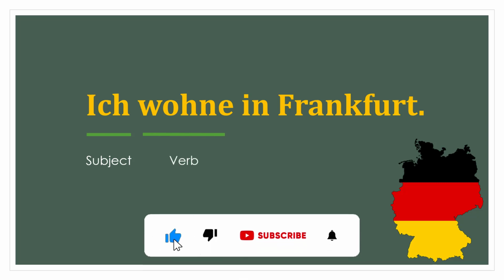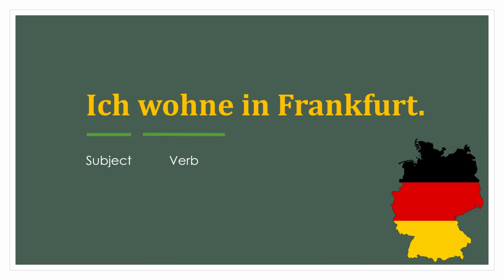A basic rule of sentence formation in German is that the verb is in the second position, and the subject is placed either on the right or on the left of the verb.